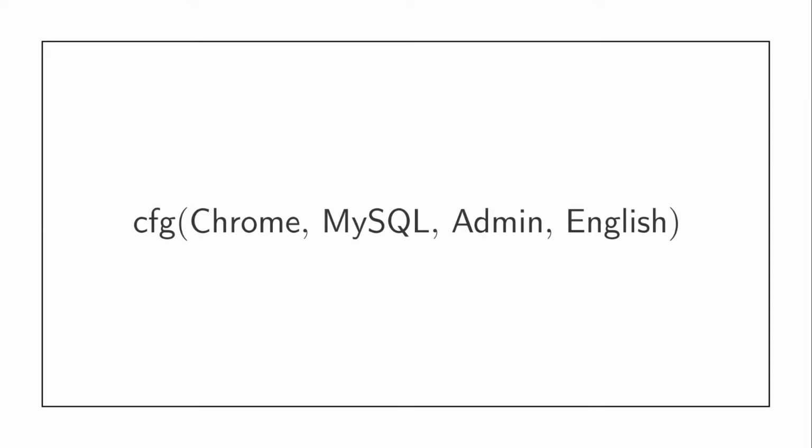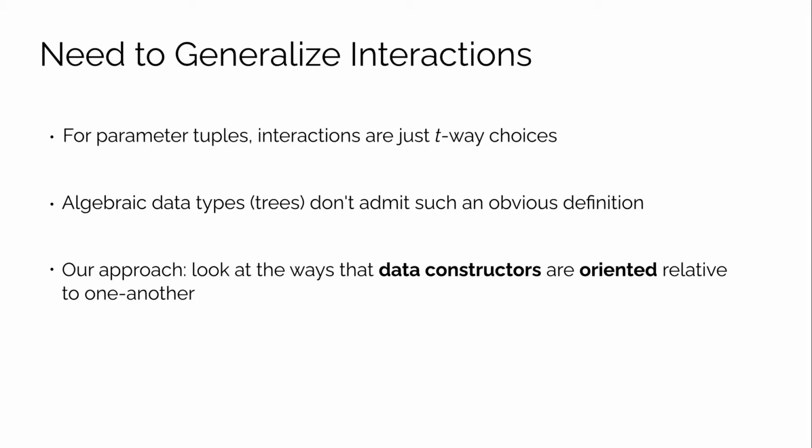Notice that the configuration tuples we were looking at before are regular tree expressions too, even the incomplete ones that we use to represent t-way interactions. In order to define combinatorial coverage, we need a broader notion of t-way interactions. With simple parameters, it was obvious, but there are actually a lot of options for algebraic data types. We chose to focus on interactions between data constructors.